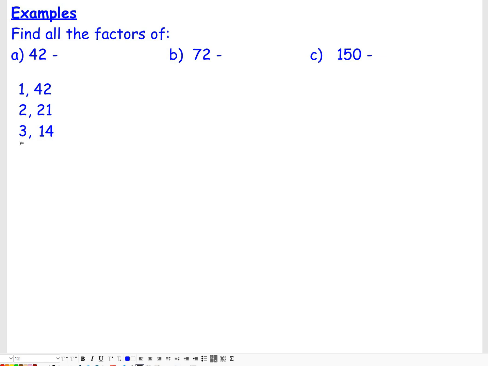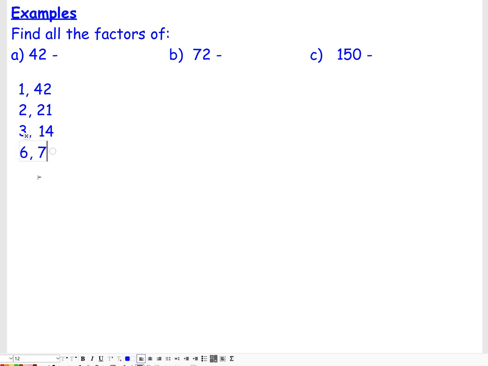Does 5 go in? Well, 42 is not in the 5 times table, so we can't divide by 5, and again we can just look at the number, if it ends in a 0 or a 5 we know it's divisible by 5. Well, 42 has a unit digit of a 2, so it's not divisible by 5. Then 6. Does 6 go into 42? Well, yes it does. 42 is in the 6 times table, or 42 divided by 6 is equal to 7.